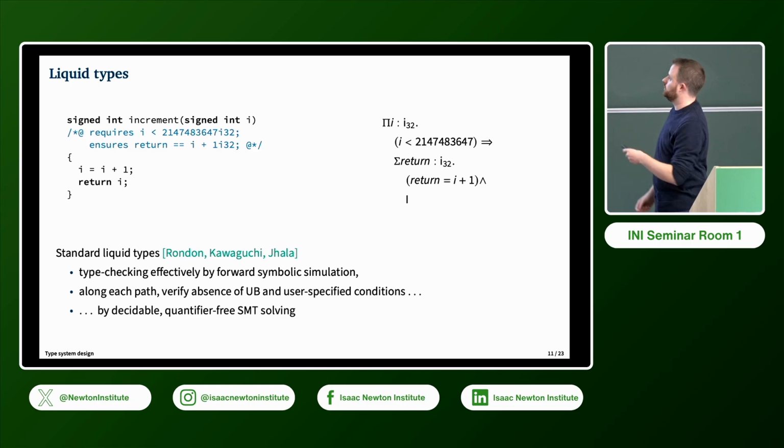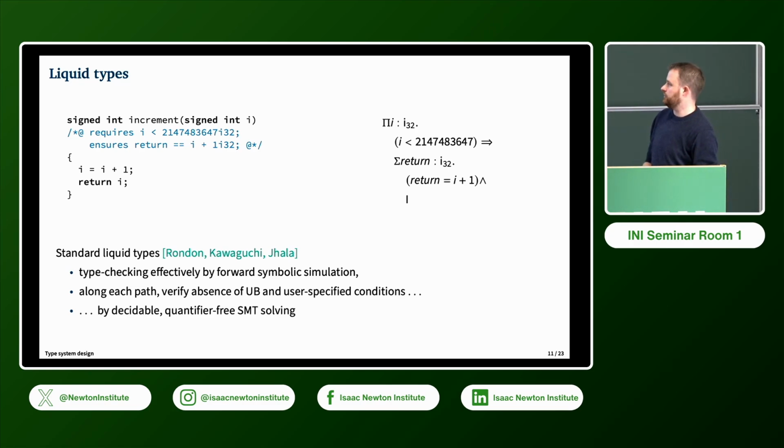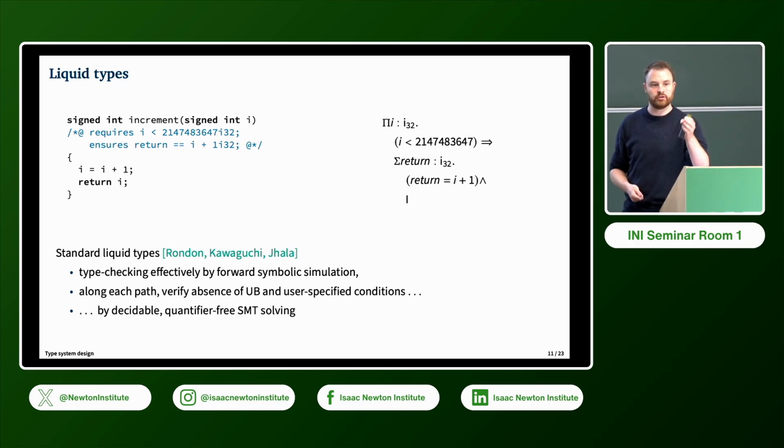Internally, this turns into some more sensible-looking maths. And the point of showing this is mostly to say this is not anything new we're doing. We're building on Ranjit and others' work on liquid types, and they figured out a way to do this verification by decidable quantifier-free SMT solving. Basically, type checking turns into forward symbolic simulation, and along each control flow path, we check the absence of undefined behavior and that user-specified assertions hold.